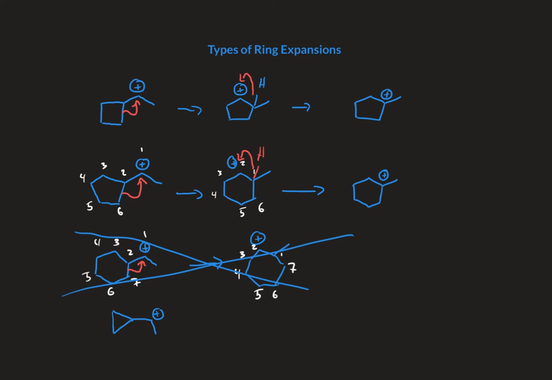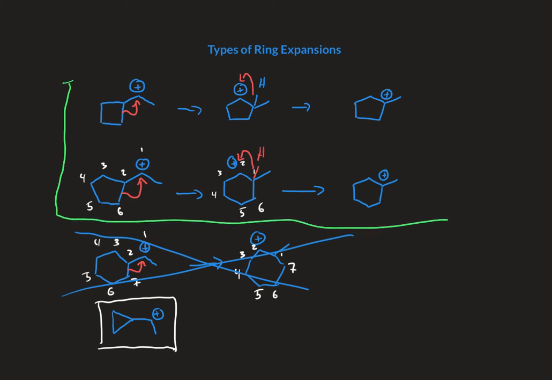For reasons beyond the scope of this course, this ring is stable. Cyclopropyl carbocations right here, that is stable, and so 3-membered rings also do not expand. So the thing that you need to remember is that 4-membered rings can expand to 5-membered rings, and 5-membered rings can expand to 6-membered rings, and that's it. No other ring expansions are possible.